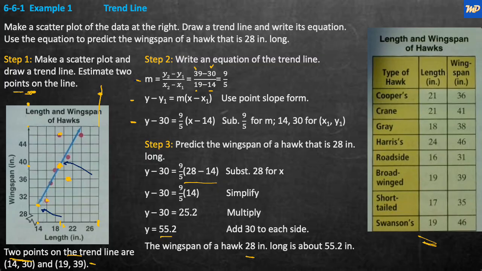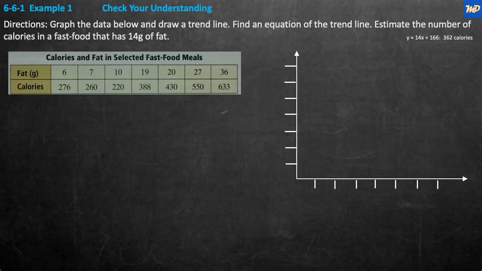Okay, here in example one, check your understanding. If you worked with me before, you know that I'm asking you now to pause the video and try this on your own. I'll wait for you, and when you come back, we'll do it together. But I'll read it to you first. Graph the data below and draw a trend line. Find an equation of the trend line. So they want you to find the equation of the trend line. And then it says estimate the number of calories in a fast food item that has 14 grams of fat.